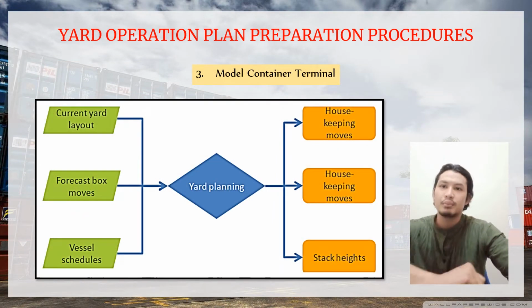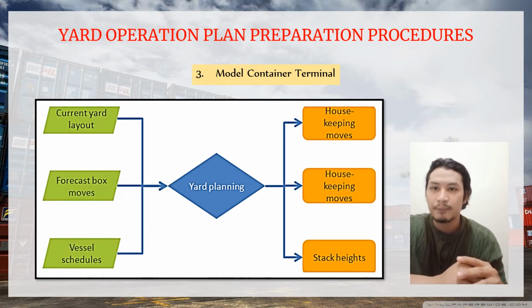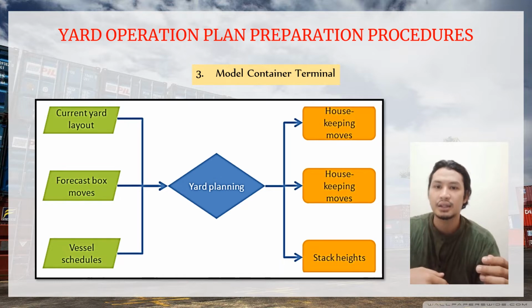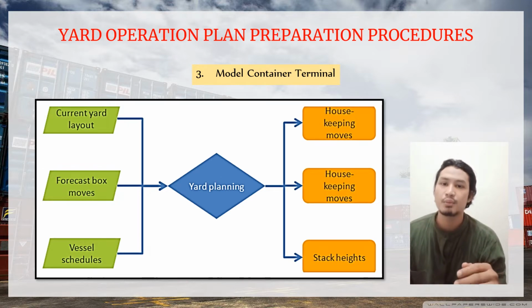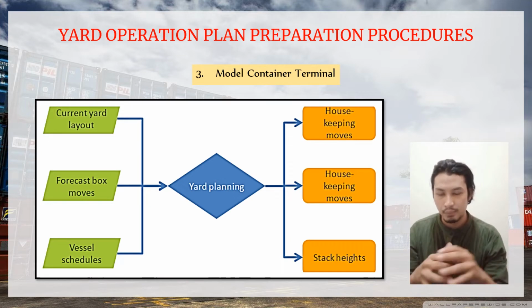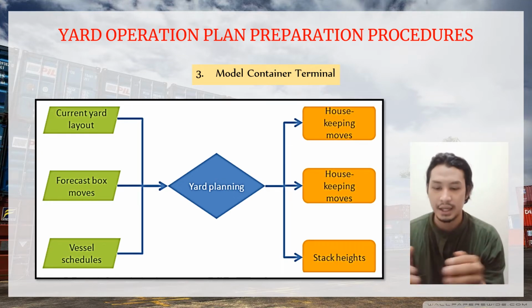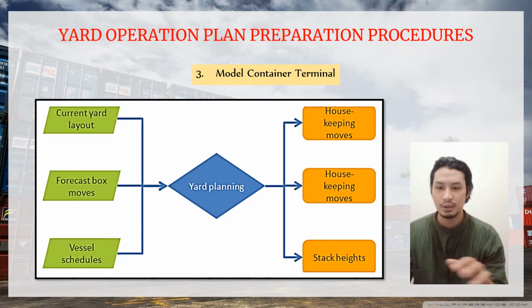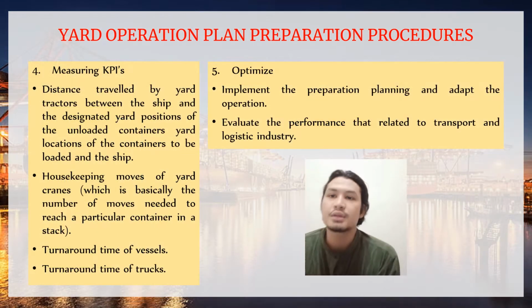The third one is model container terminal. There must be a structure of the model that we use for reference. The first is the current yard layouts, how the current yard layouts are designed, and the forecast boat moves, where we have to forecast the boat movements for the next day. And then the vessel schedule, that is, aligning the vessel schedules and the management so that there will be no problem and overlappings.